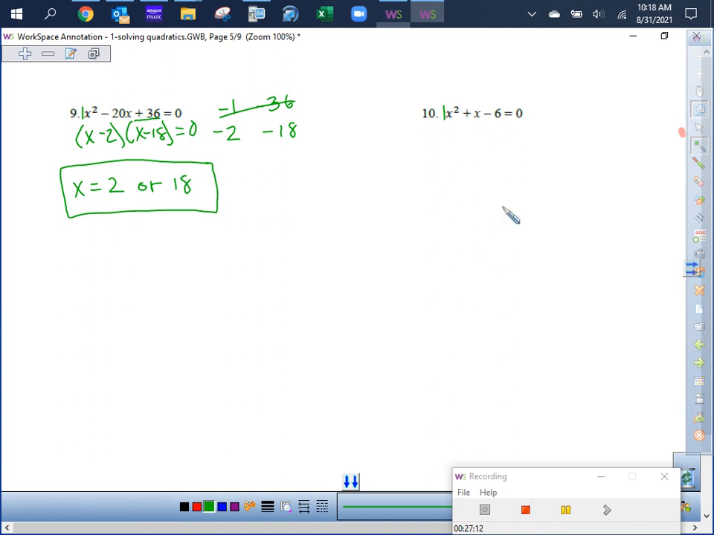See if you can find, I'll help you get started, two numbers that multiply together to be negative 6. Signs: both positive, both negative, or one negative? Tell me about them. If they have to multiply together to be a negative 6, one's negative, right? One's negative. See if you can find those two numbers. Please pause the video. Get that done.